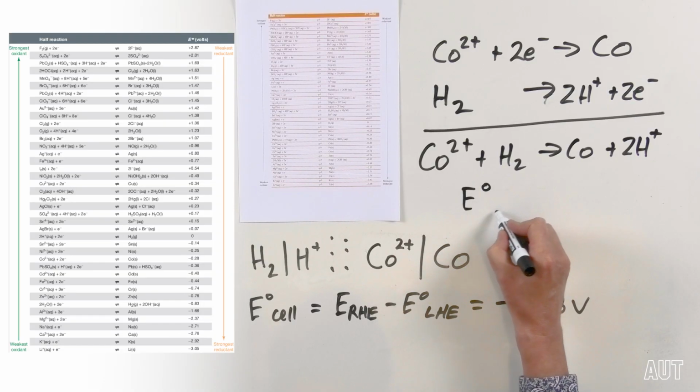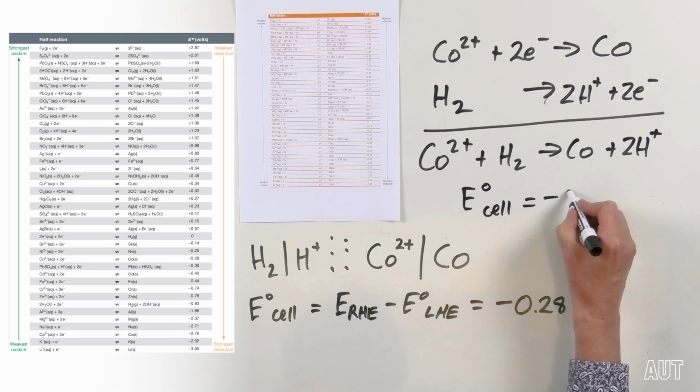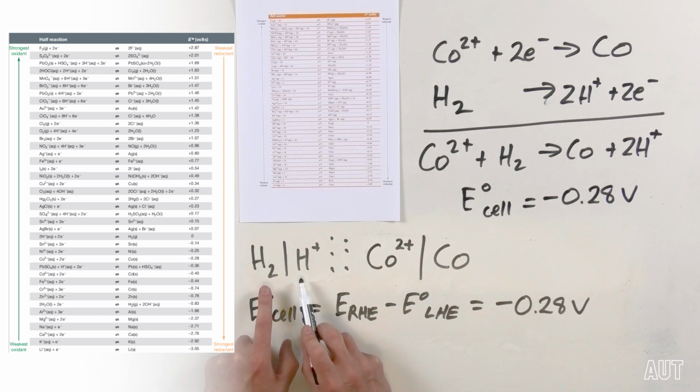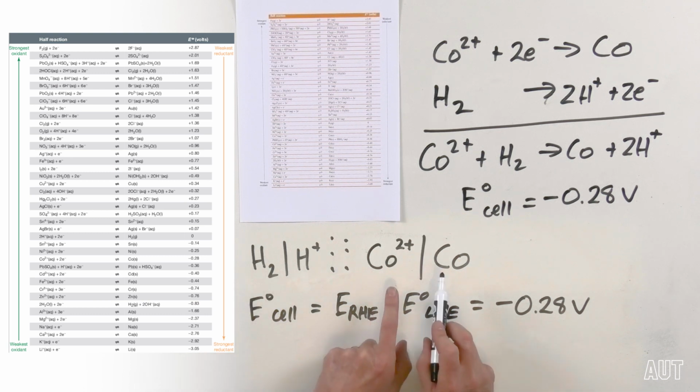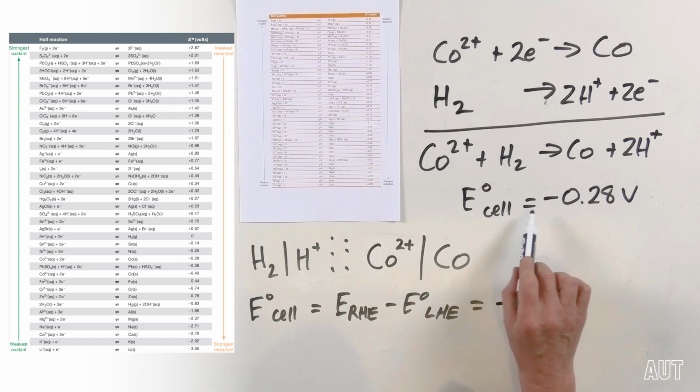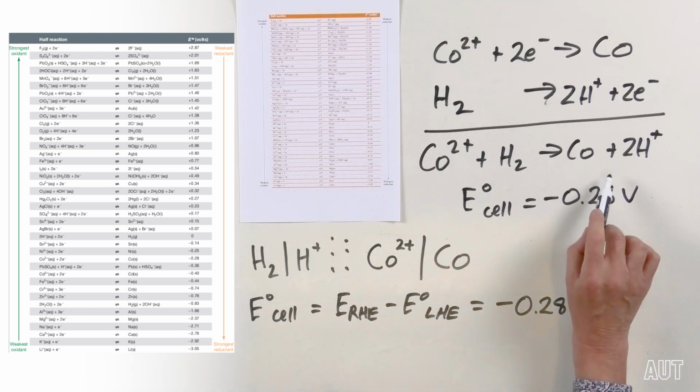plus. Good, okay, but E-naught for that, E-naught of the cell is minus 0.28 volts. Now remember, E-naught for a cell is E-naught of the right-hand electrode minus the E-naught of the left-hand electrode. Left-hand electrode 0, we know that. Right-hand electrode is negative. So therefore the overall E cell is going to be negative as well. So that means that this defined cell reaction is not spontaneous.